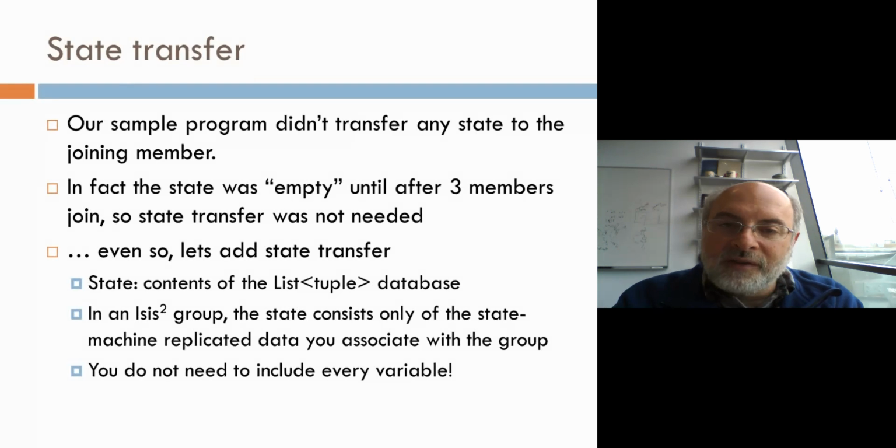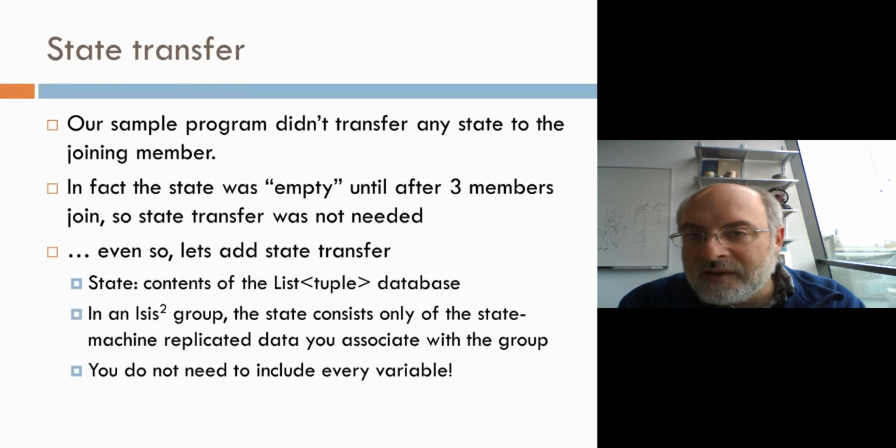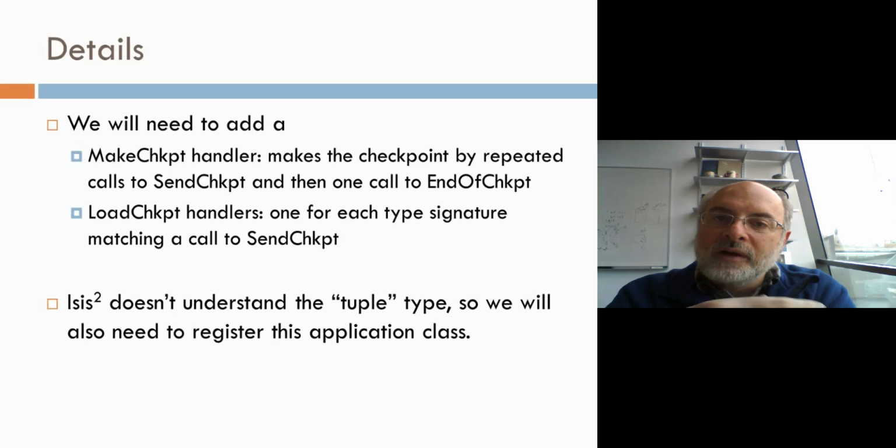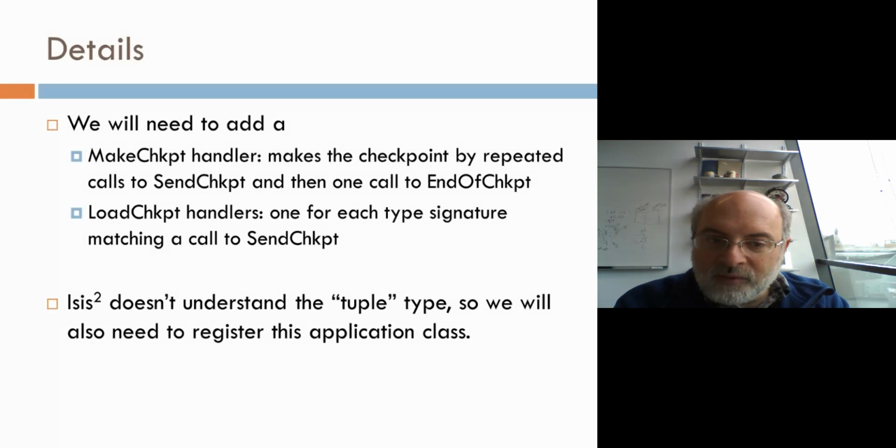If we had modified the code, though, so that there might have been some data in the group before B and C joined, then we would need a state transfer. And what would that be? It would be the contents of the list database. So let's have a quick look at what the state transfer code would look like. We're going to need to have a make checkpoint routine and a load checkpoint routine.